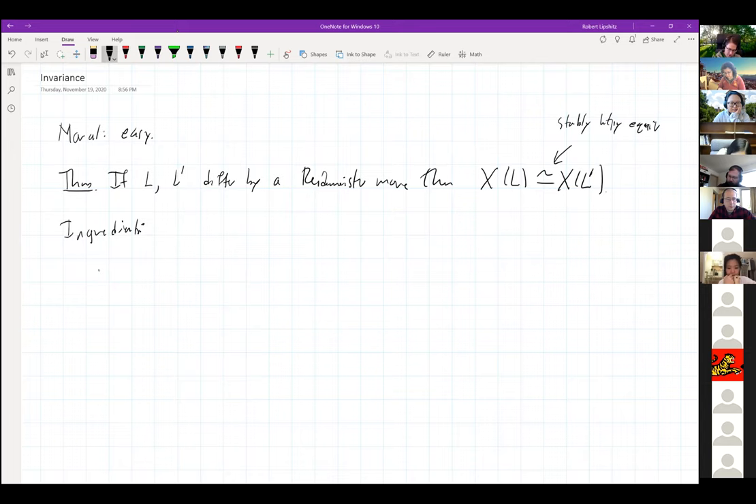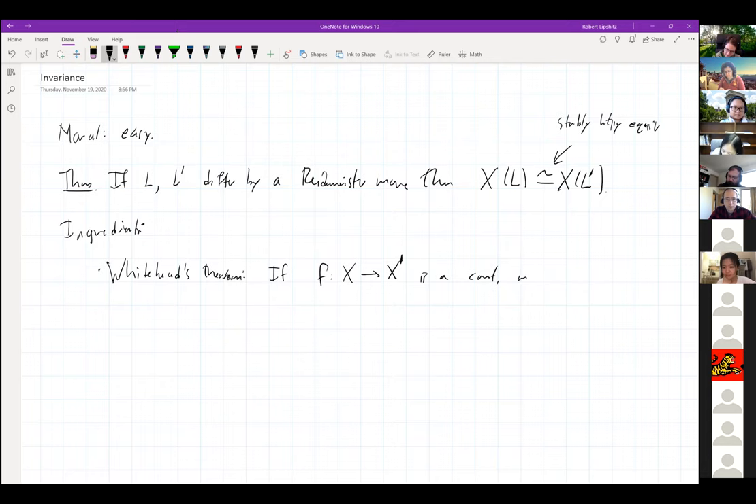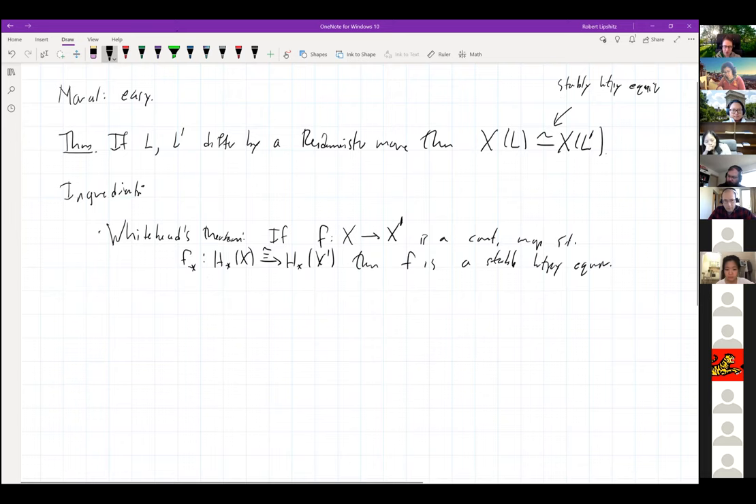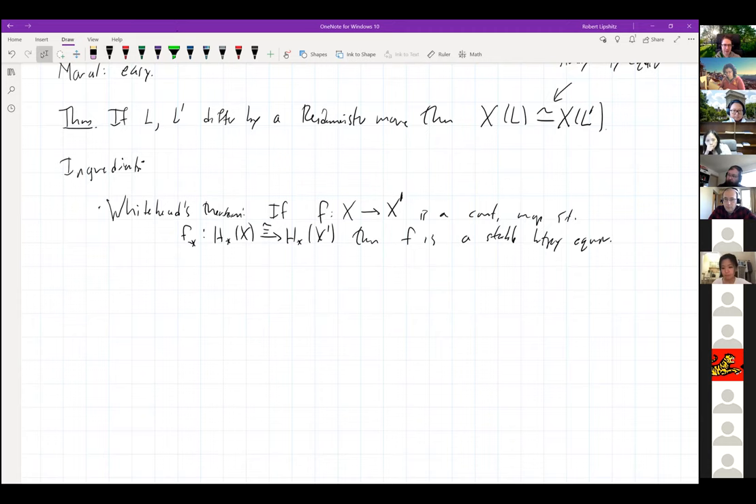Okay. The key ingredient is Whitehead's theorem, which I shall remind you of. If F from X to X prime is a continuous map such that the induced map on homology is an isomorphism, then F is a stable homotopy equivalence. I mean, as long as X was simply connected, F is in fact a homotopy equivalence. So since we're suspending, it all becomes simply connected.